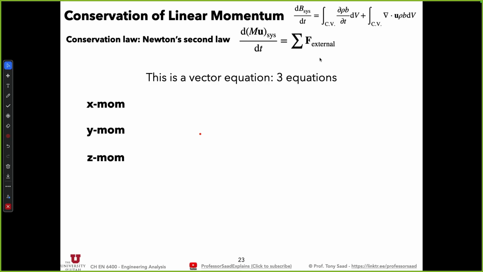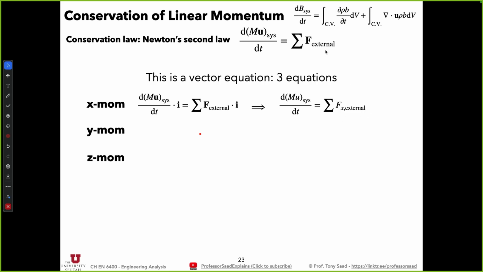Or you can dot the equation with I, J, and K. So that's the more rigorous way of doing it. The X component of momentum is obtained by dotting the vector equation with the unit vector I, okay? And when you dot it with I, the only thing that's going to be left is the U component of the velocity and the X component of the force.